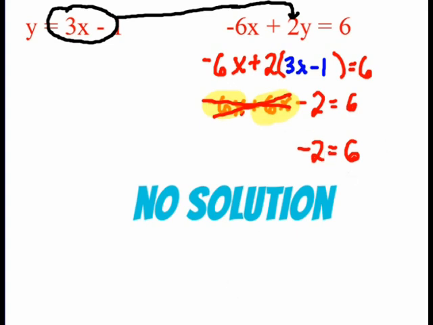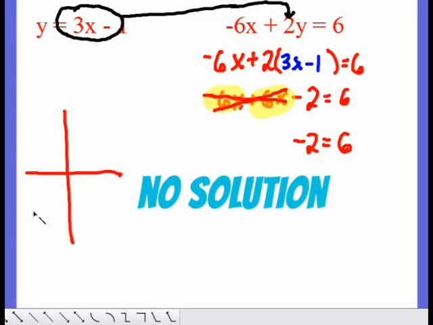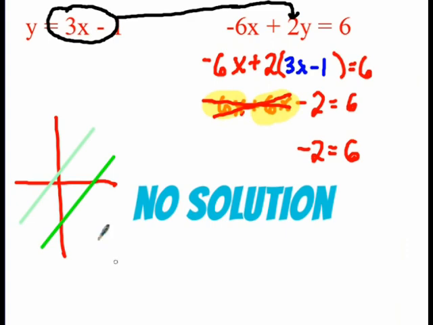So what this means, if I were to graph these on this beautiful graph that I have taken so much time to draw, there would be my first line, perhaps, and my second line would look like this. And I would notice that never, ever, ever did these two lines intersect. In fact, they are what's known as, that's right, parallel. They will never touch. So the answer will be no solution because they will never cross each other.